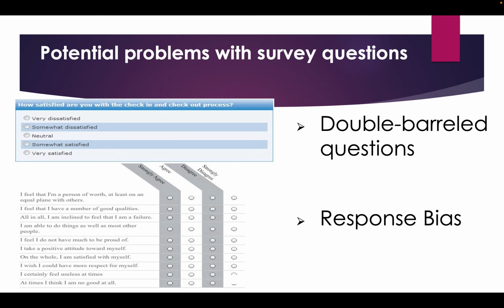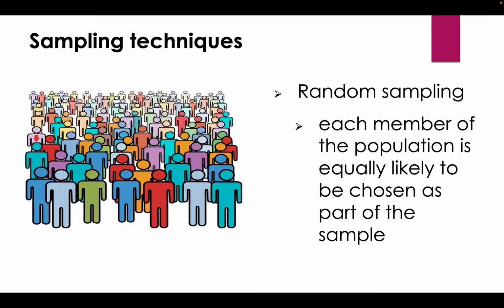These types of questions are tricky because participants will often respond in a way that they want to be seen, right? So you may not want to admit some things about yourself, or perhaps you want to answer in a way that you think the researcher wants you to answer, right? So, I'm able to do things as well as most other people. You may strongly agree with that statement on paper, but may only agree or maybe even slightly disagree with it in real life. And that's the problem with survey methods and response bias.